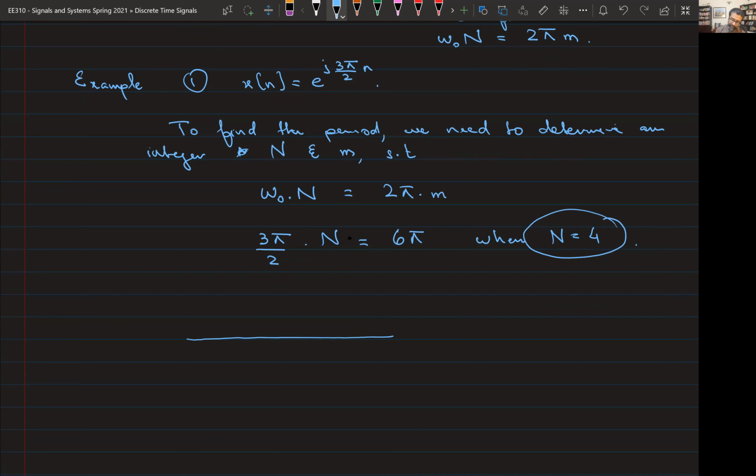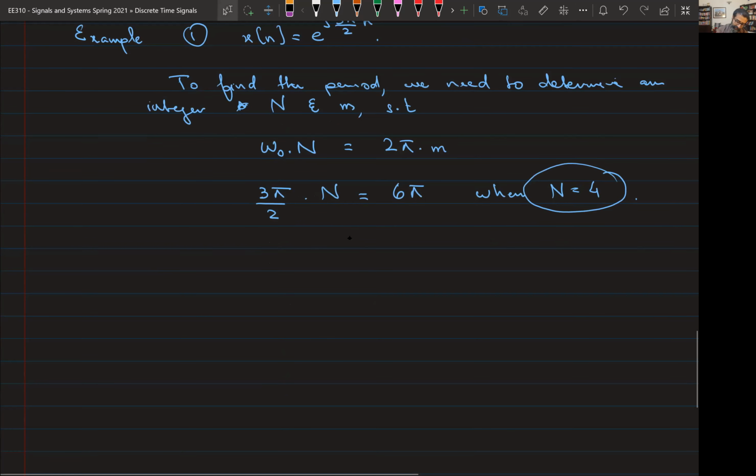Now, what's actually going on? If I go back to the cosine, I just visualize the discrete time or the real part. So 3 pi by 2 was different. I don't have the time to do that, so I'll maybe spend that time at the end.